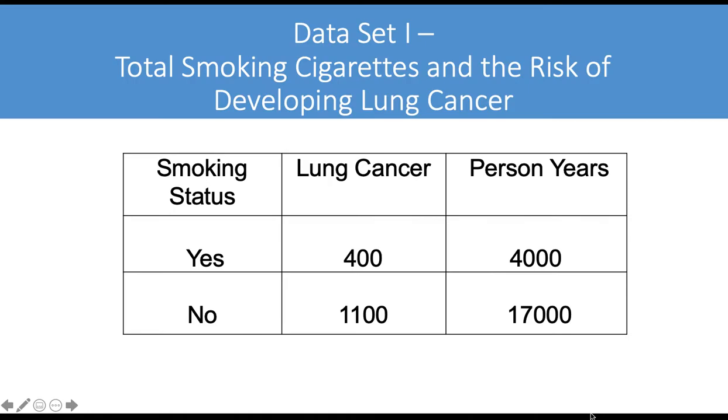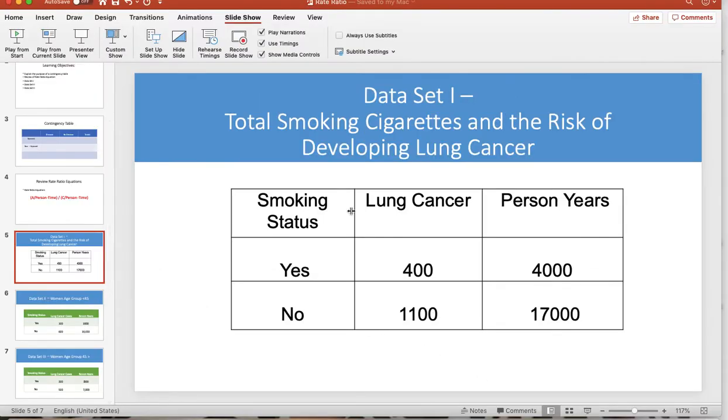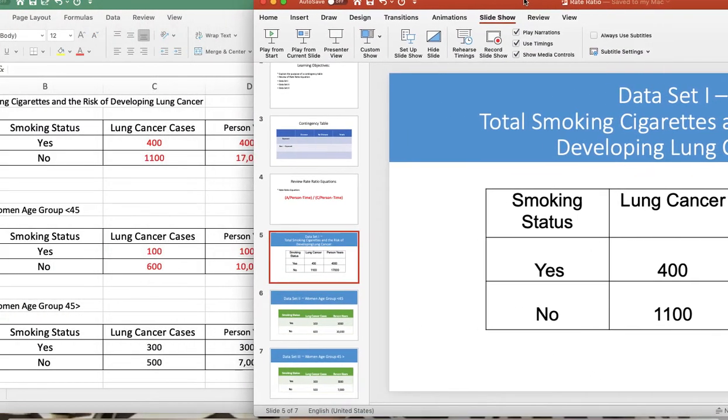So this is the first data set or contingency table, and it represents smoking cigarettes and the risk of developing lung cancer. As you can see, you have the smoking status, so individuals who smoke cigarettes and do not smoke cigarettes. And then of course you have your lung cancer cases and the person years. The person time in this case is calculated in person years. Next, we're going to go over to Microsoft Excel.